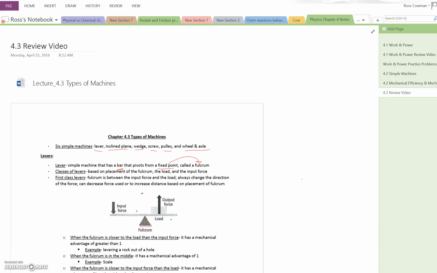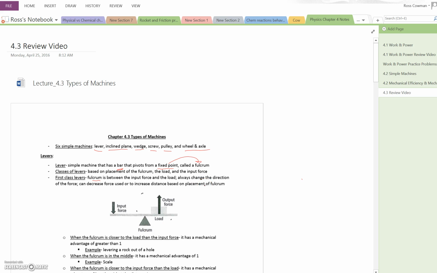So there are different classes of levers, which is based on where you put the fulcrum. If the fulcrum's in the middle, if it's closer to the input force, or if it's closer to the output force, that's going to change the type of lever. So there are 3 different lever types: first, second, and third class. A first class lever has the fulcrum between the input force and the load. This is the load where the output force goes up. This is the input force, so the fulcrum is in the middle.